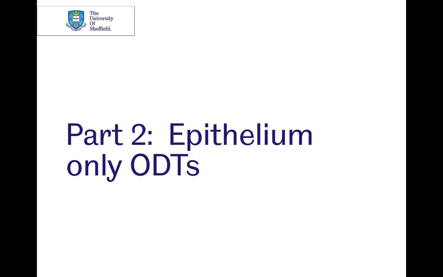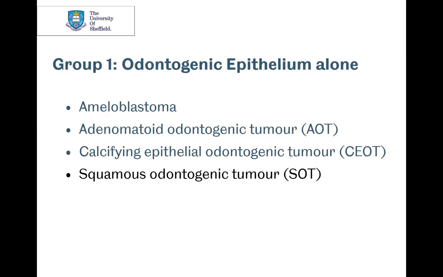In this second part of the lecture, we're going to have a look at odontogenic tumours that comprise odontogenic epithelium alone as their neoplastic component. There are a number of these lesions. The most common of these is ameloblastoma, which we have already talked about, but there are other lesions such as the adenomatoid odontogenic tumour, the calcifying cystic odontogenic tumour, and the squamous odontogenic tumour. The top three of these I'll spend a little bit of time talking about in this section. The squamous odontogenic tumour I'm not really going to talk about much more because it is extremely rare.